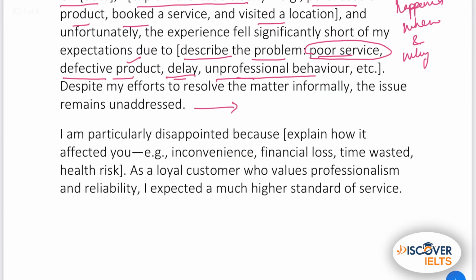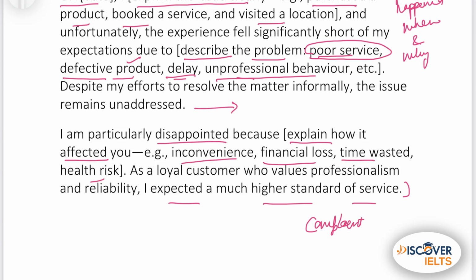So next is I am particularly disappointed. So now what is the disappointment over here? That you are not satisfied with the services and you have to explain how it affected you. For example, inconvenience, any financial loss, or maybe time wasted, or maybe it is related to your health. So as a loyal customer who values professionalism and reliability, I expected a much higher standard of services. Okay, so in this paragraph, you have to explain how the issue affected you personally or professionally. So this shows the seriousness of your complaint, right?